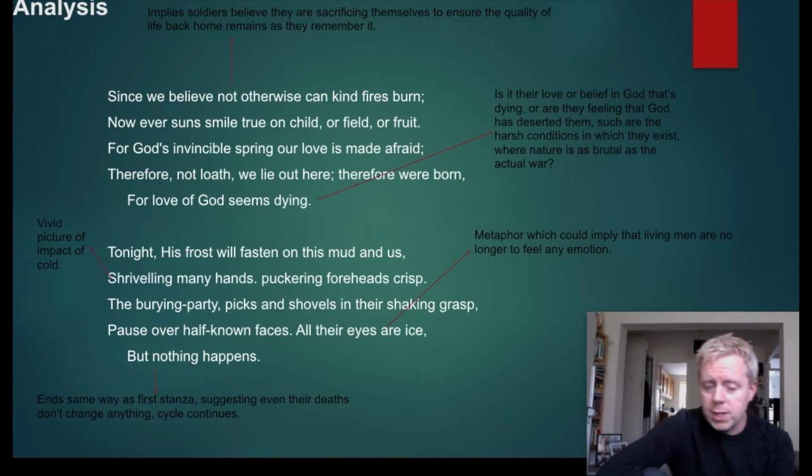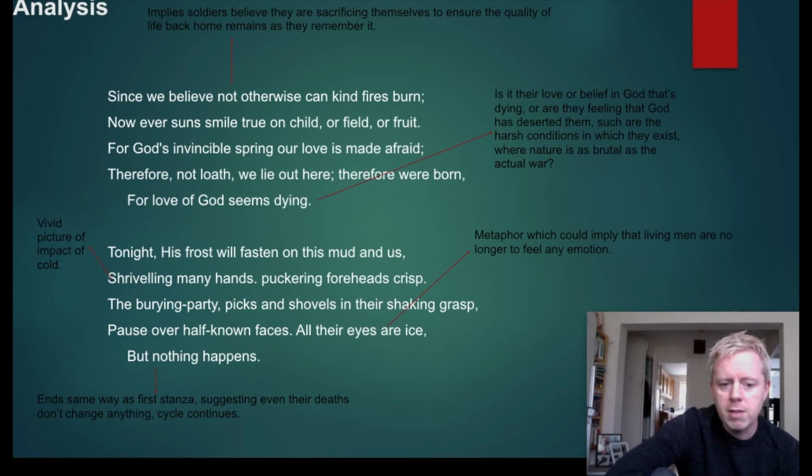"Tonight, his frost, capitalized frost, will fasten on this mud and us, shrivelling many hands, puckering foreheads crisp, the burying party, picks and shovels in their shaking grasp." Vivid picture of the impact of the cold: shrivelling, puckering, burying, picks and shovels in their shaking grasp. "Pause over half-known faces. All their eyes are ice, but nothing happens." Metaphor which could imply that living men are no longer to feel any emotion. Eyes are ice, no warmth in their eyes. Life has gone out. But nothing happens.